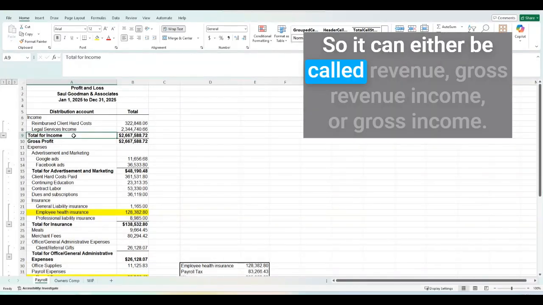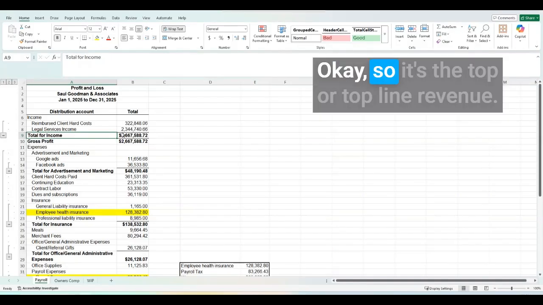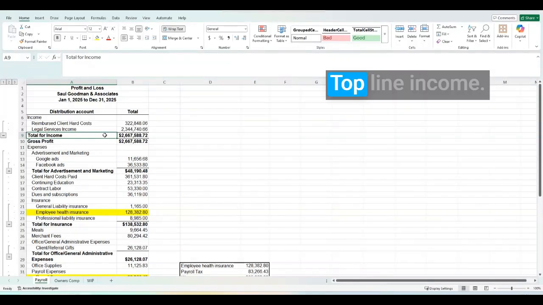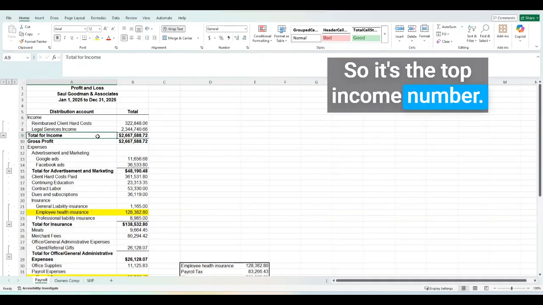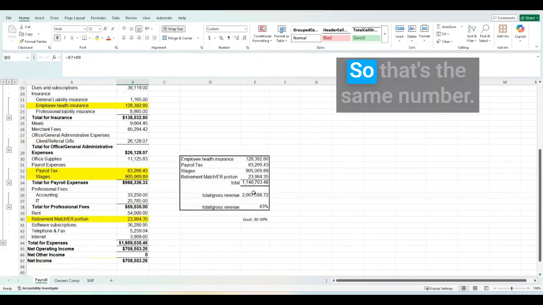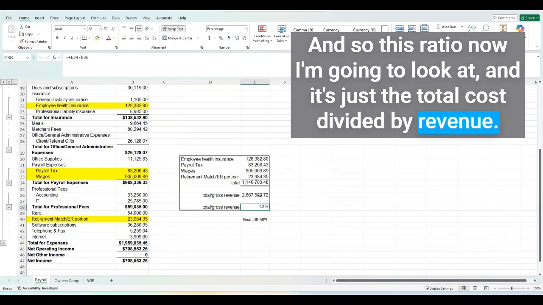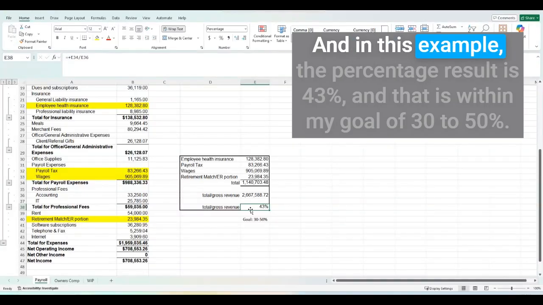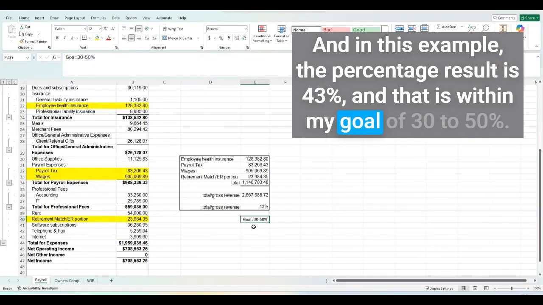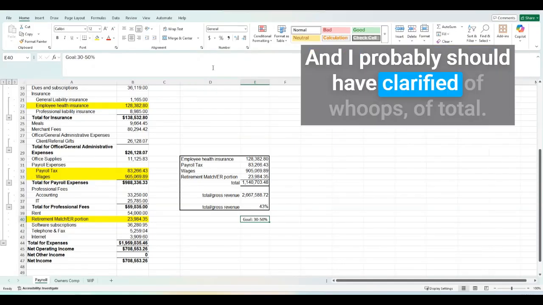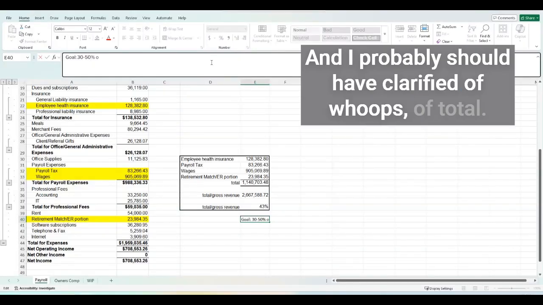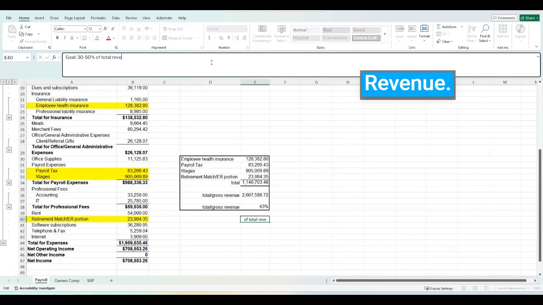Total revenue, I'm just taking from up here. It can be called revenue, gross revenue, income, or gross income. It's the top line revenue, the top income number, so that's the same number. And this ratio I'm going to look at is just the total cost divided by revenue. In this example, the percentage result is 43%, and that is within my goal of 30 to 50%. And I probably should have clarified, of total revenue.